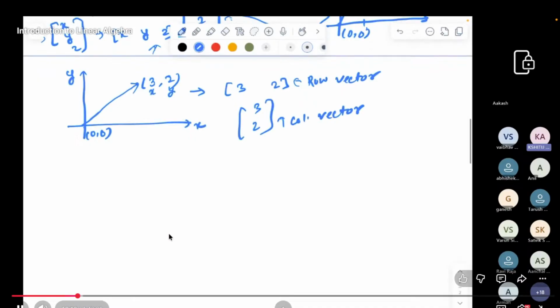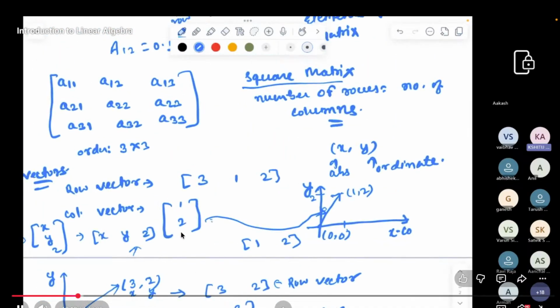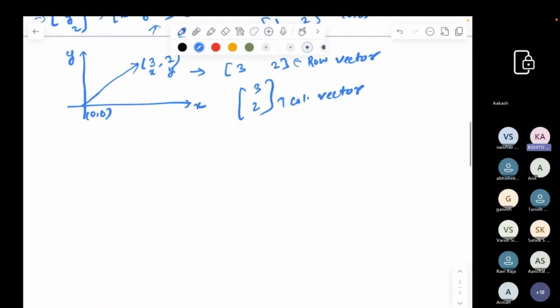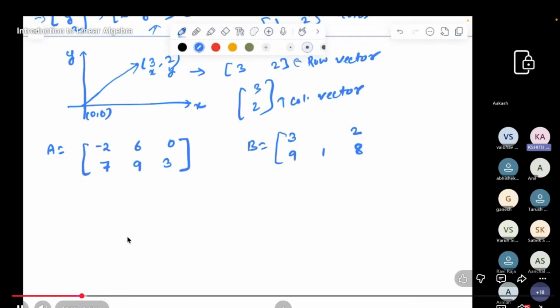Okay. So now if I define the matrix again, a matrix is nothing but a rectangular array of numbers, and we have taken a few examples of matrices. Now let us see some operations on matrices. Let us take one more example of a matrix: -2, 6, 0, 7, 9. This is one matrix, and this is another, which we will call matrix B: 3, 4, 2, 9, 1, 8.